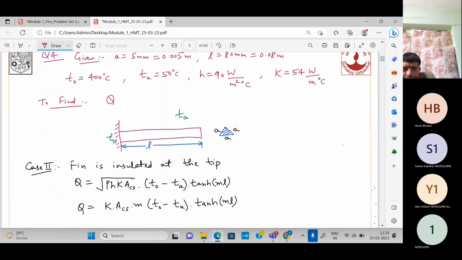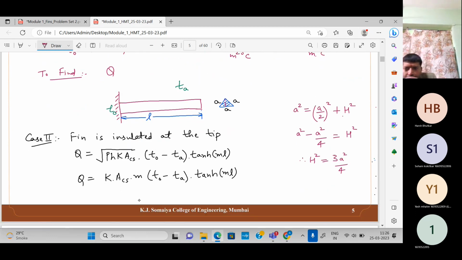I apply the Pythagoras theorem. a square is equal to (a by 2) whole square plus this height. Suppose I have taken the height as capital H. So this will be a square minus a square by 4 is equal to h square. Therefore h square is equal to (4a square minus a square), that is 3a square divided by 4.